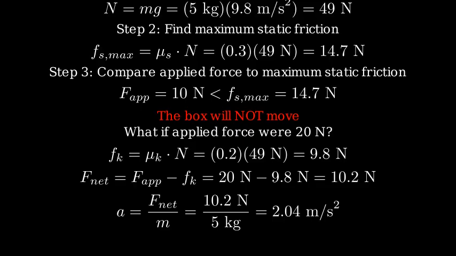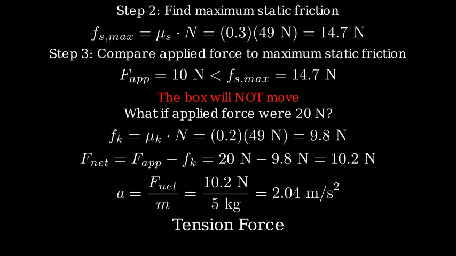For example, if the applied force were 20 newtons, the kinetic friction would be mu sub k times N, which is 0.2 times 49, giving us 9.8 newtons. The net force would be 20 minus 9.8, which is 10.2 newtons, and the acceleration would be 10.2 divided by 5, giving us 2.04 meters per second squared.